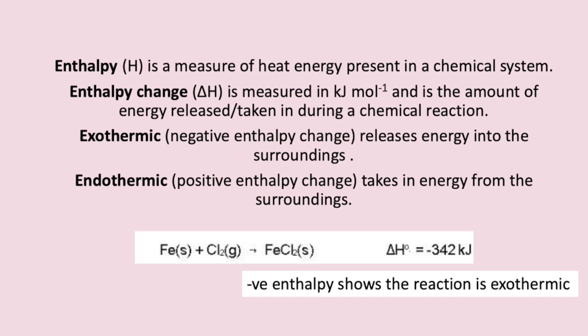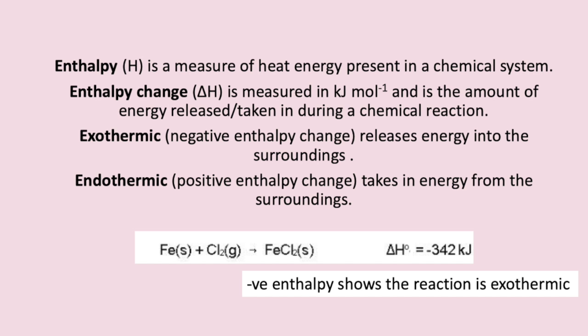Moving on to Chapter 9, we now look at enthalpy. Enthalpy is a measure of heat energy present in a chemical system. Enthalpy change is also denoted as delta H, and it's measured in kilojoules per mole. It's the amount of energy released or taken in during a chemical reaction.